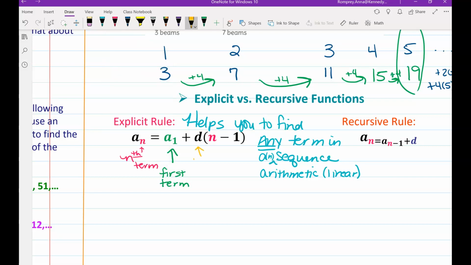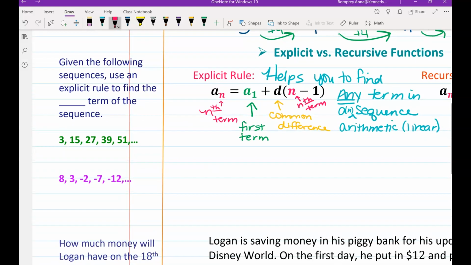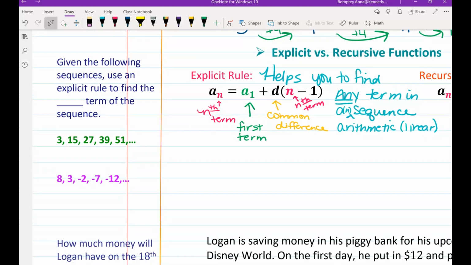D is our common difference. It is what we are adding or subtracting to the sequence every time. So again, n is just the nth term, whether we want to find the 49th or the 76th, however we want to do it. So let's look at these two patterns.